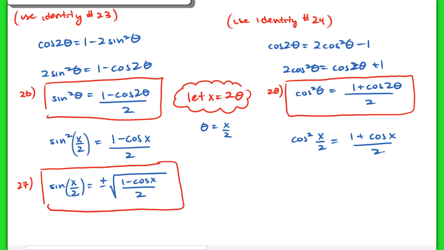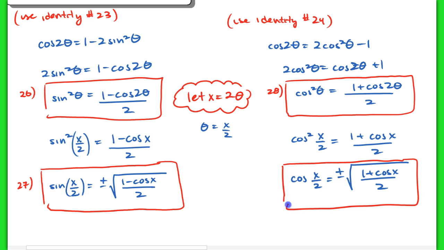Now solving for the cosine of x over 2, I square root here. So I have the cosine of x over 2 equals positive or negative square root of 1 plus cosine x over 2. So here are our half angle formulas. That's number 29.